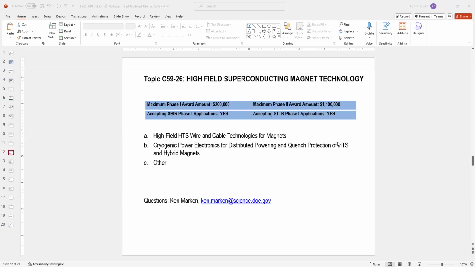Okay, there's one question for 26B. Would the power electronics be expected to perform in the 2 to 5K temperature range?